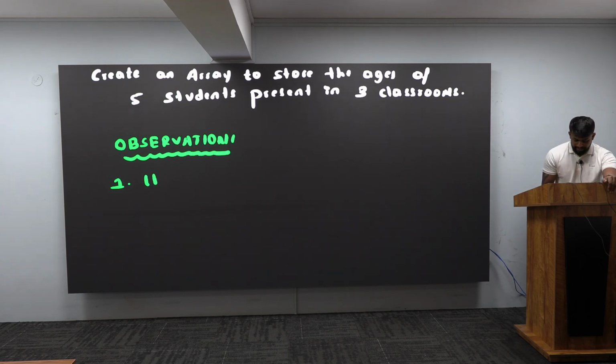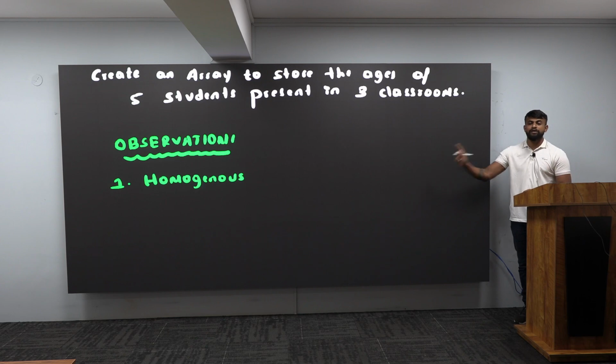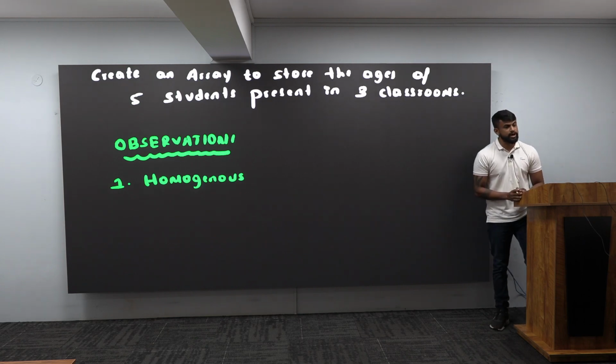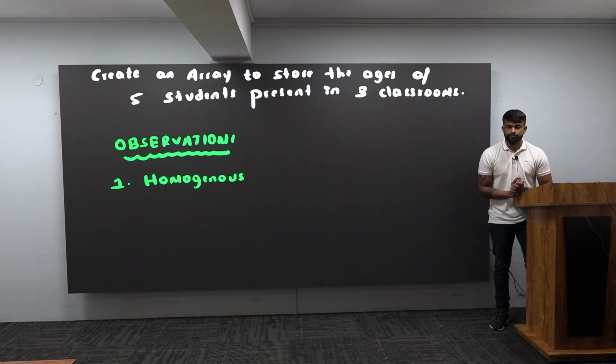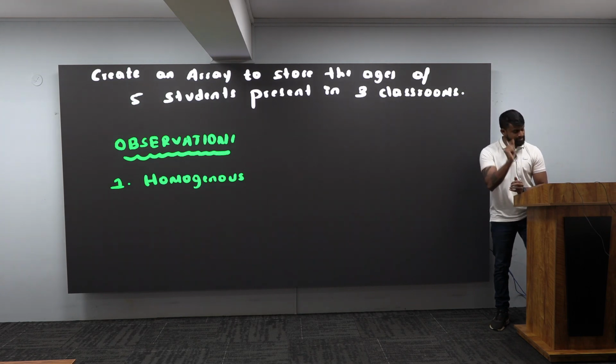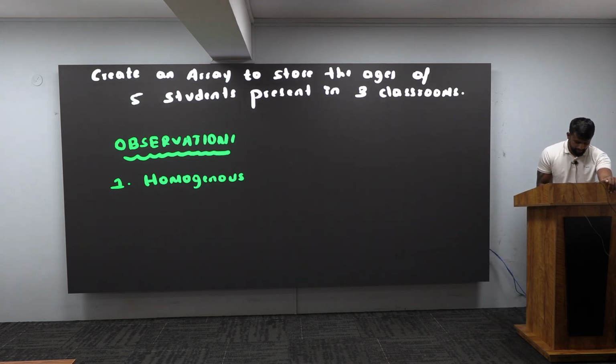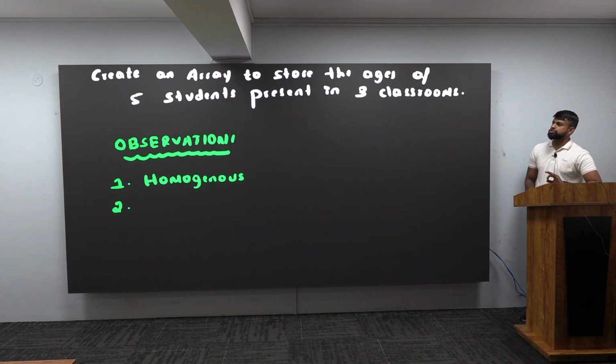Only the ages means it is only integers you are storing. Only integers, that I will call homogeneous data. Homogeneous means the same: only one kind of data you are storing, that is only ages. Fantastic. Now, the next question you should ask is, what is the dimensionality present in this question?